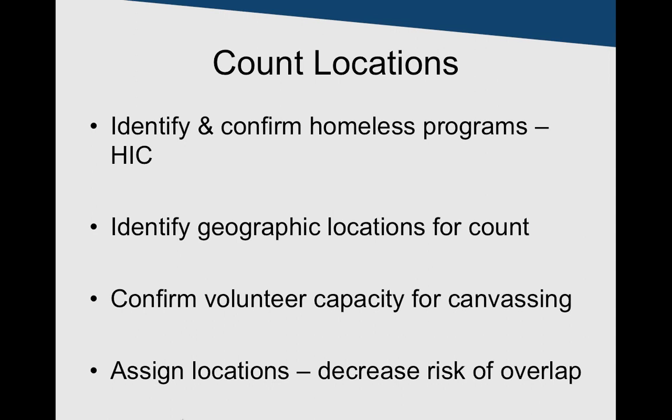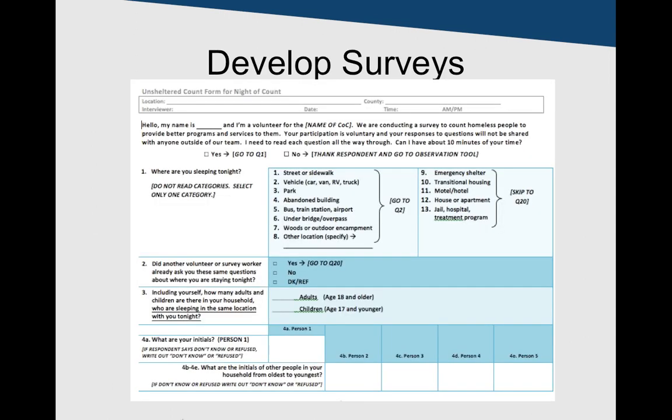As you are determining how large of an area you are going to canvass, take into consideration the number of volunteer enumerators that you have and their ability to cover the locations. Additionally, make sure that you assign locations that you want your volunteer counters to cover to decrease the risk of covering overlapping areas and placing you at higher risk for having duplicative numbers.